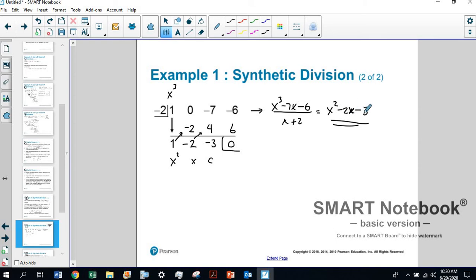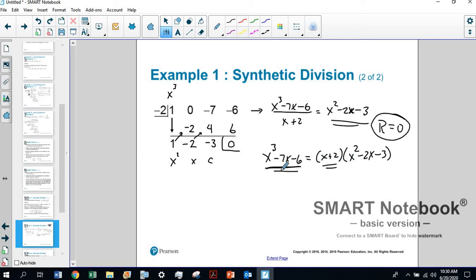All right, and that's going to be really important. When we get no remainder, that means this x plus 2 went into that function evenly. And what that means is that x plus 2 has to be a factor of this, right? Because if you multiply both sides by x plus 2, you get x plus 2 times the group x squared minus 2x minus 3. So when you divide, if you get a remainder of 0, then that means this x plus 2 is a factor of this polynomial, and therefore that gets you started on factoring.